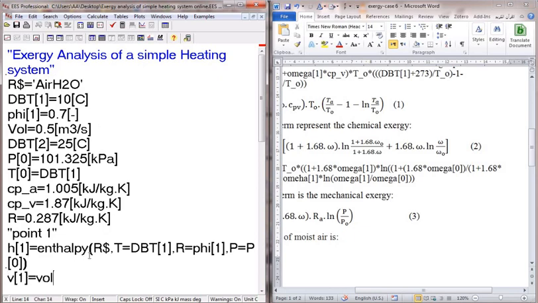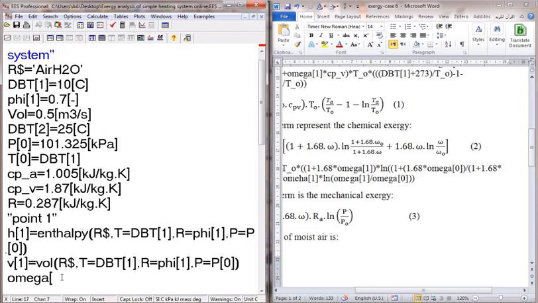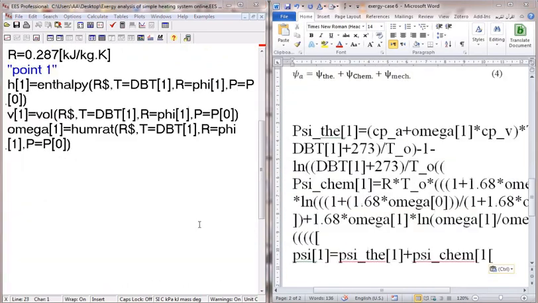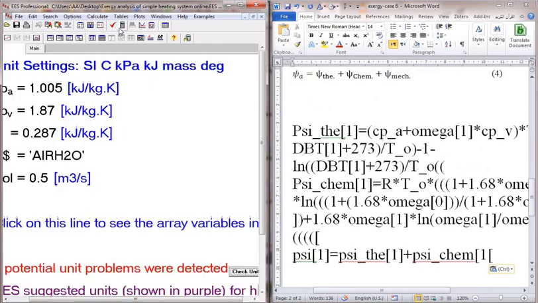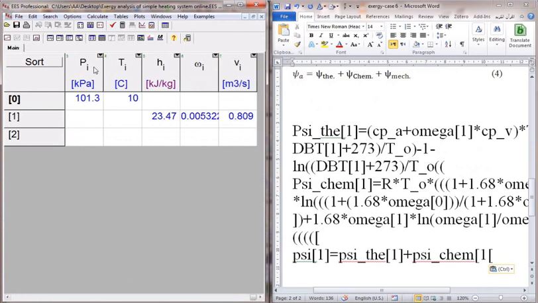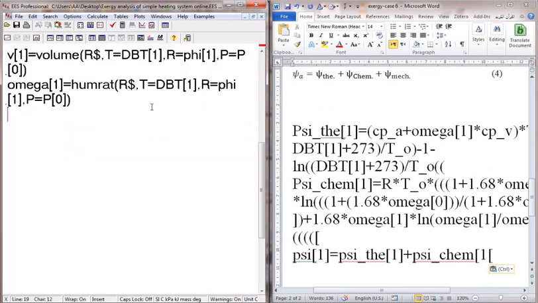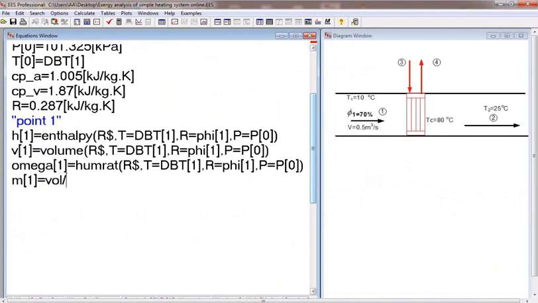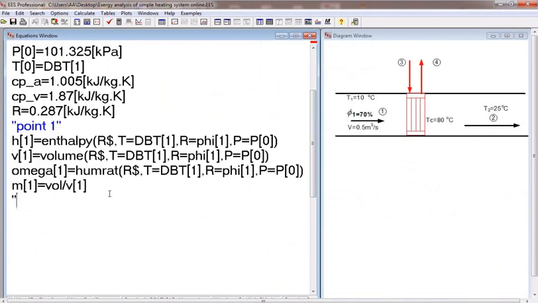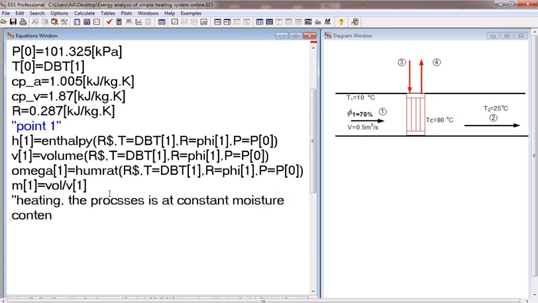the volume or specific volume of the air. This is the properties. Copy paste here. Moisture content at 0.1, humidity ratio. This is volume flow rate. Mass flow rate is the volume flow rate over the specific volume. The heating process is achieved at constant moisture content, and that means no moisture is added or rejected from the system. So omega 1 should be equal to omega 2.